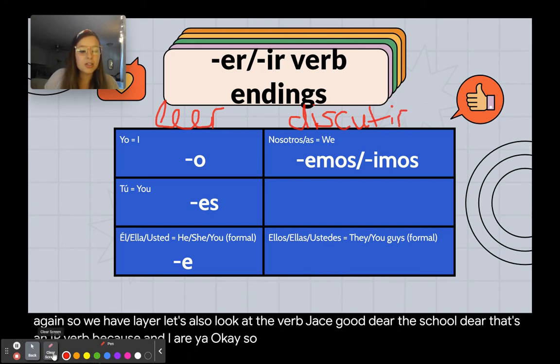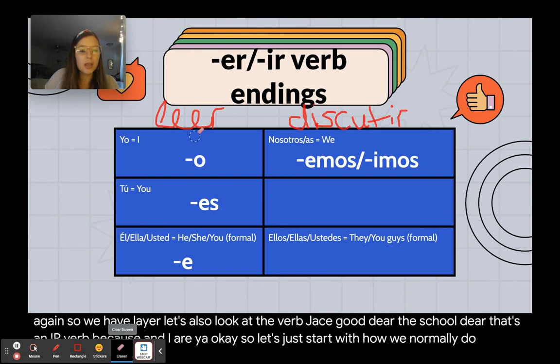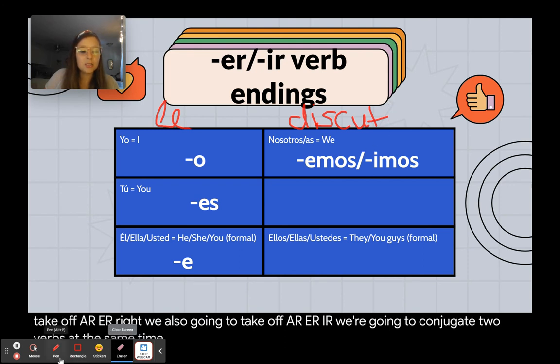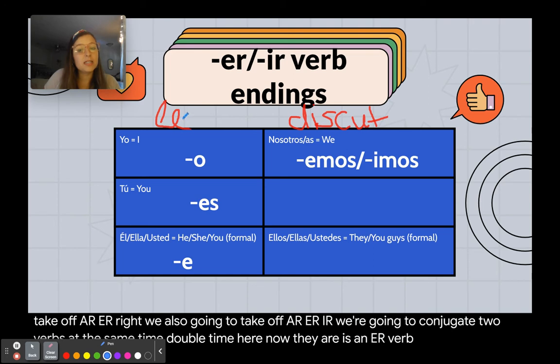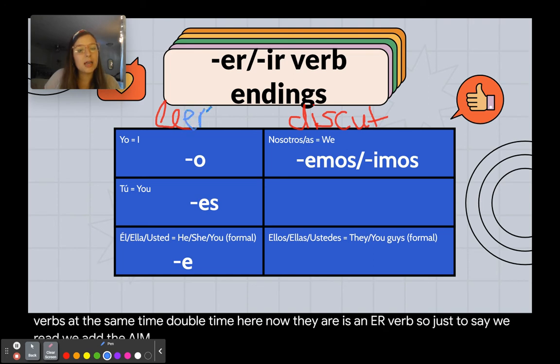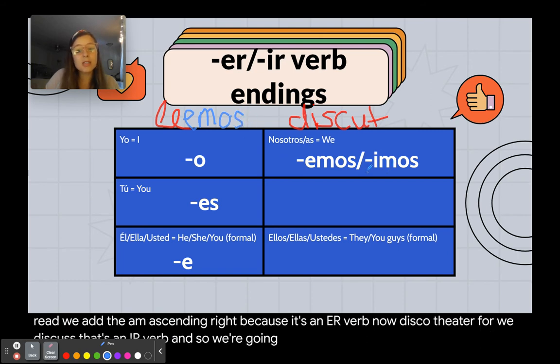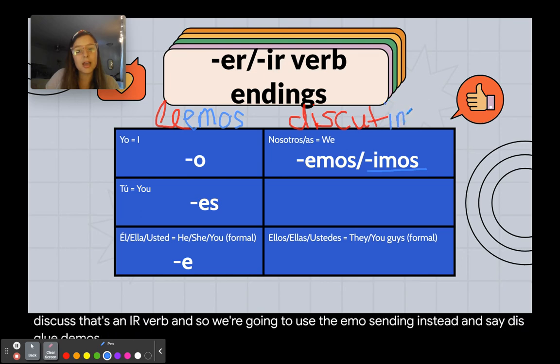Okay, so let's just start with how we normally do. We take off our ER, right? We also are going to take off our IR. We're going to conjugate two verbs at the same time. Double time here. Now, leer is an ER verb. So to say we read, we add the emos ending, right? Because it's an ER verb. Now, discutir for we discuss, that's an IR verb. And so we're going to use the imos ending instead and say discutimos, right?